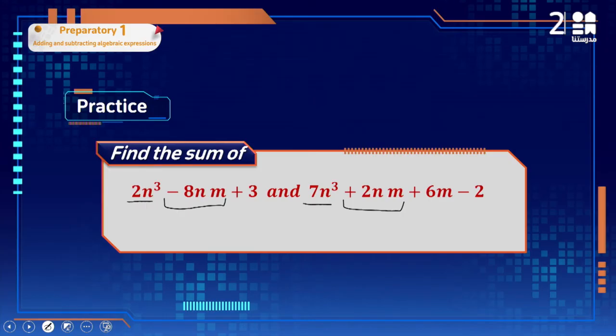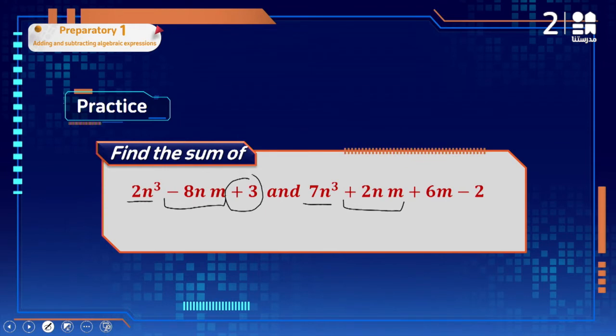Then here we have 6m in the second expression, but in the first we don't have any m. So I'm going to write 6m as it is. Don't touch it because we cannot add it with any other term in the first expression. Then circle positive 3 and negative 2. 3 minus 2 is 1. So the answer here is 9n to the power of 3 minus 6nm plus 6m plus 1.